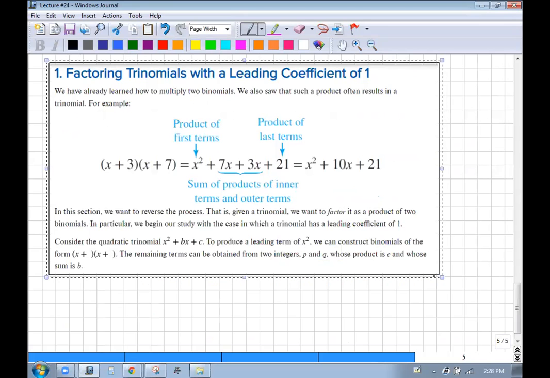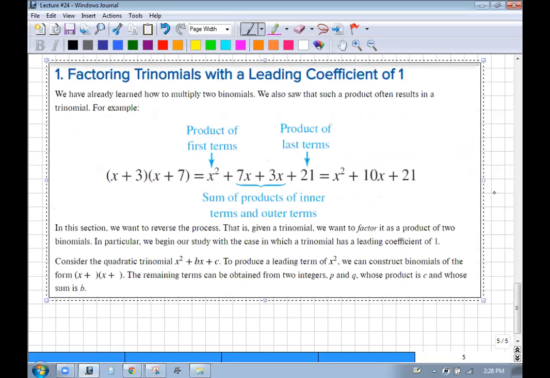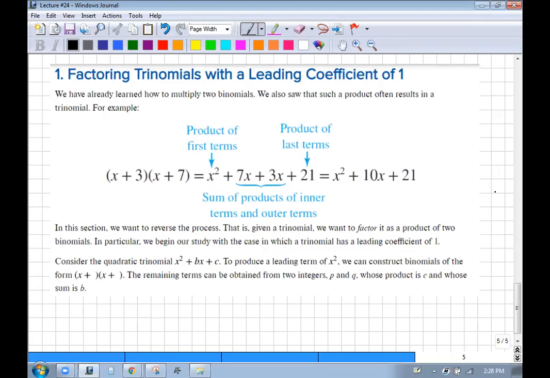So we have already learned how to multiply two binomials. We also saw that such a product often results in a trinomial. For example, if we multiply, these are both binomials because there's two terms, right? So this is a binomial, this is a binomial. And when we multiply them, you get the x times the x, you get the 7x, you get 3x, and you get a 21. And then you combine those to give you the 10x. Okay, so you get an x squared and keep the 21.